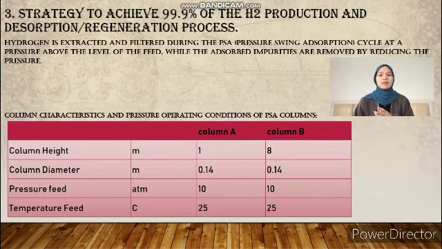The column characteristic and pressure operating condition of the PSA columns are stated as below, whereby the column height of column A is 1 meter, while column B is 8 meter. The column diameter for both columns is 0.14 meter. The pressure feed for both columns is 10 atm, and the temperature feed is 25 degrees Celsius respectively for both columns.